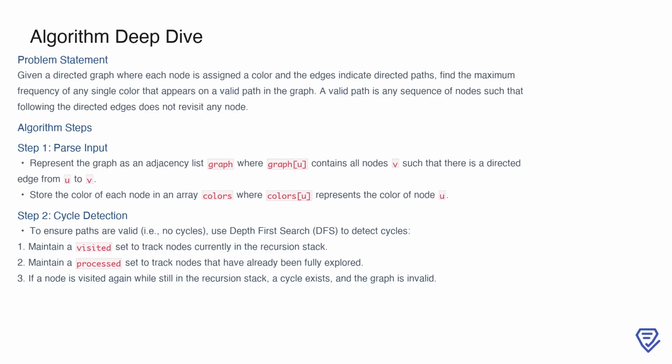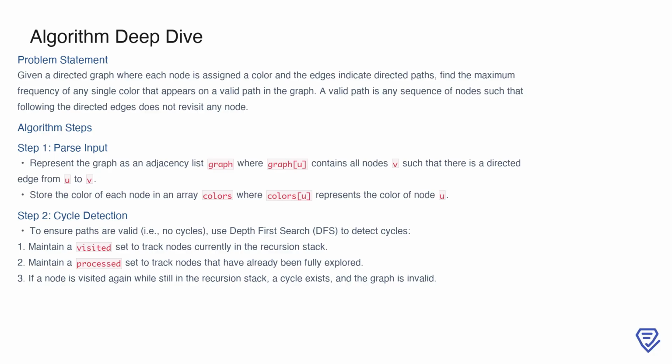We represent the graph as an adjacency list, which makes it easy to traverse. For example, if there's an edge from node U to node V, we store V in the list for U. Additionally, we store the color of each node in an array, where the color of node U is stored at colors[U]. The next crucial step is cycle detection.